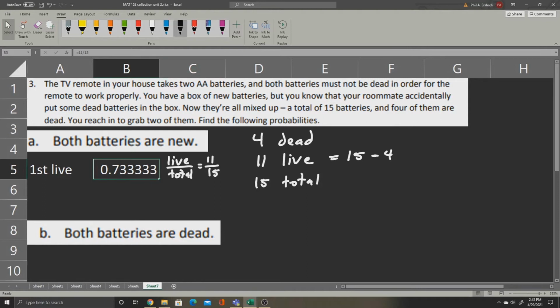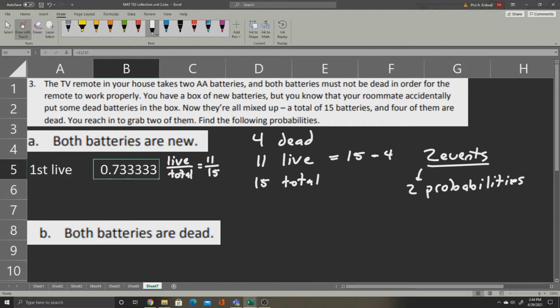But remember that this is going to be a 2-event chain because we have to draw 2 batteries. That means we'll need to calculate 2 probabilities. Now, also, if one of the batteries is taken out of the pile and is put in our remote, that means that we have not replaced the battery in the pile. So we can say this is without replacement.